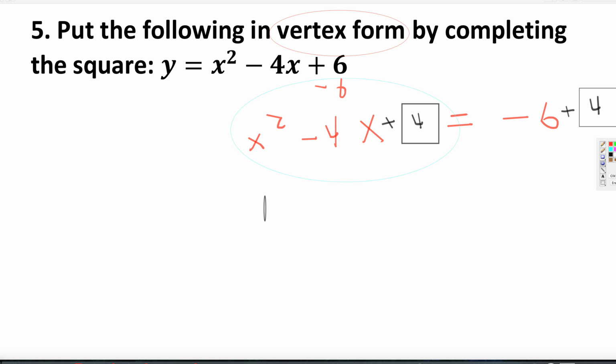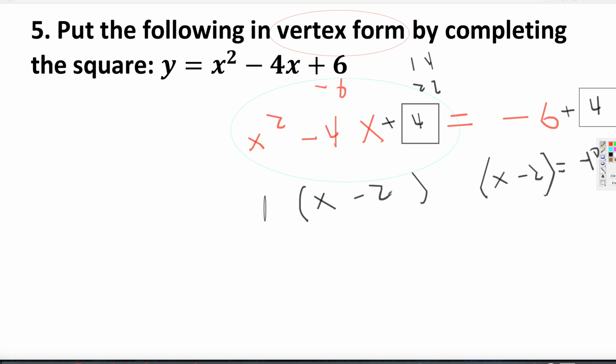So I know I have x minus something and x minus something. You make the list of things that multiply to 4. It's just 1 and 4 and 2 and 2. You can do it on your calculator. The ones that are going to add to negative 4 are 2 and 2. x minus 2 and x minus 2 equals negative 10.